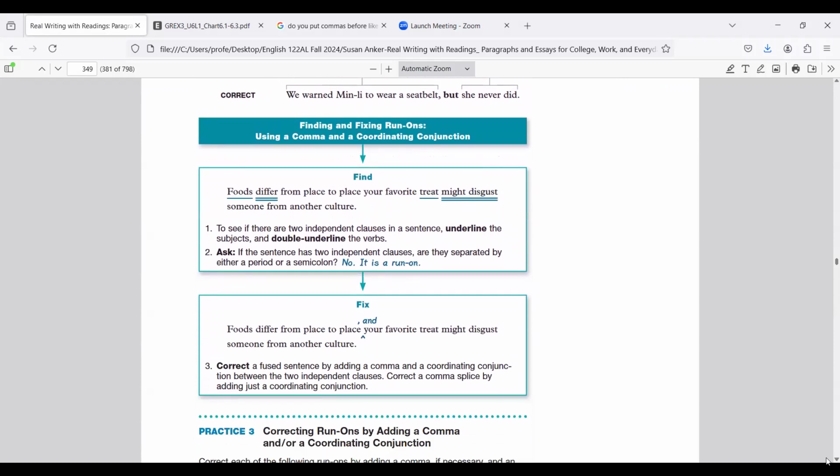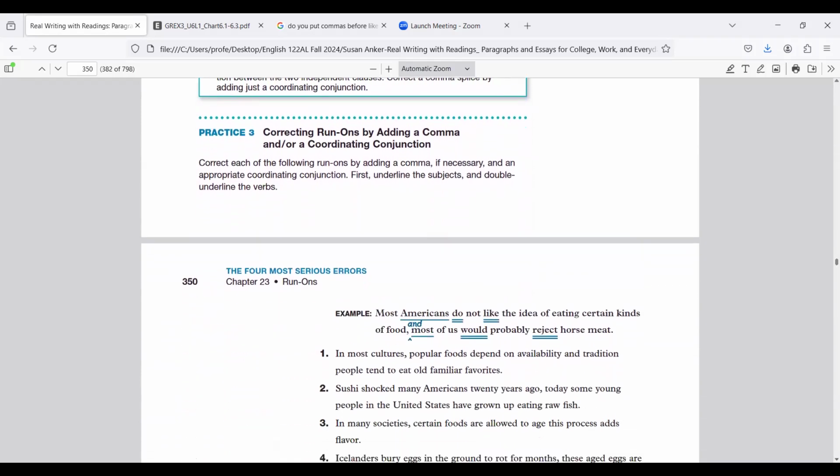All right, so here's the very nice chart of how you find and fix your run-ons. So first find your run-ons. Oh, okay, let me check my paper. Here's a subject, here's a verb. Okay, so a complete thought. And here's a subject, here's a verb. Oh, I have a fused sentence here. So all you have to do is add a coordinating conjunction there. In this case, foods differ from place to place. Your favorite treat might disgust someone else from another culture. This is an addition, so use the word and.